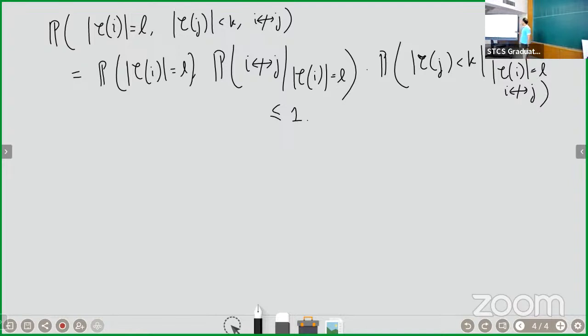Okay, so now tell me what should I do? What this tells me is that I and J are not connected. This guy is a connected component of size L, and what is the probability that the connected component is less than or equal to k? That's the probability we have. This probability is independent of I. Independent of I. What does it mean?